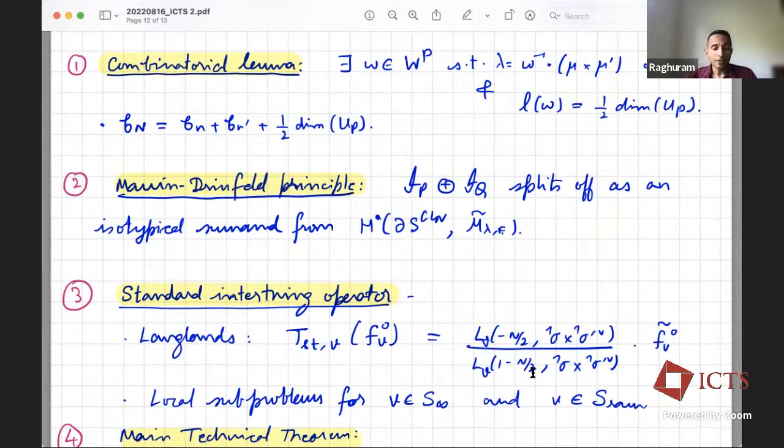And there are other local subproblems to solve for Archimedean and ramified places, which in this kind of talk I cannot get into. But there are some local challenges to be overcome.